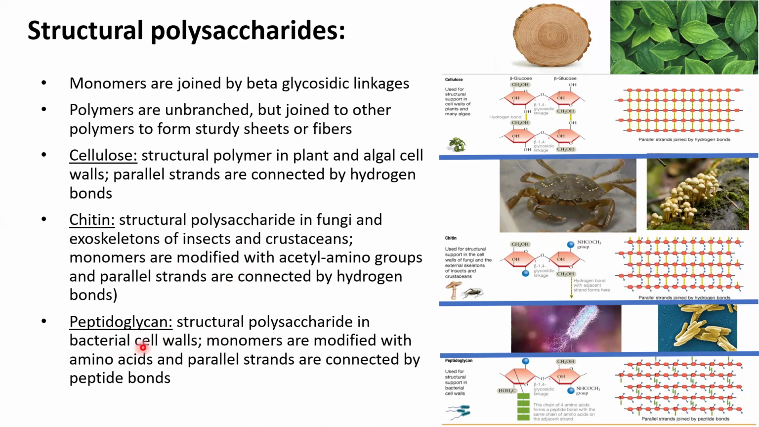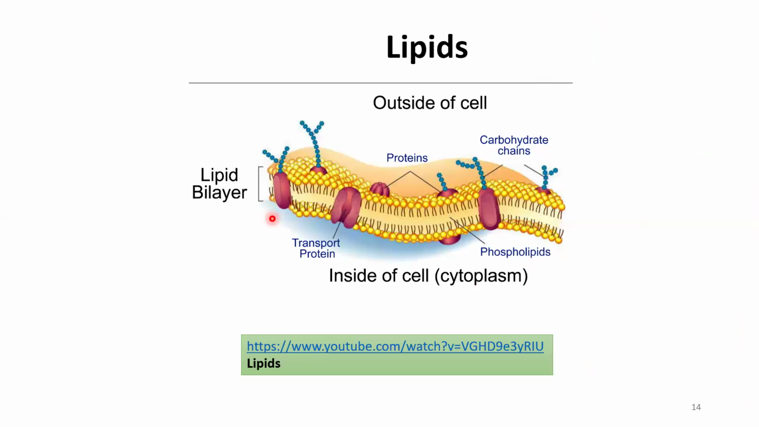Now in bacterial cell walls, there's something called peptidoglycan. These are structural polysaccharides in the bacterial cell walls. And in a similar way they are modified by amino acids, and the parallel strands are connected by peptide bonds, and that's usually with proteins and all that, which we'll cover in a little bit. So these are your structural polysaccharides. Now we're going to branch off into lipids.